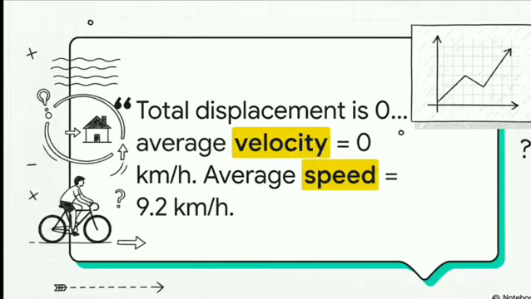This is such a fascinating point from the source. Because the cyclist ended up right back where she started, her total displacement is 0. And that means her average velocity for the whole trip is also 0. But she clearly moved. Her average speed, which is the total distance she covered divided by the time, was 9.2 kilometers per hour. It's 2 completely different ways to tell the story of the very same trip.